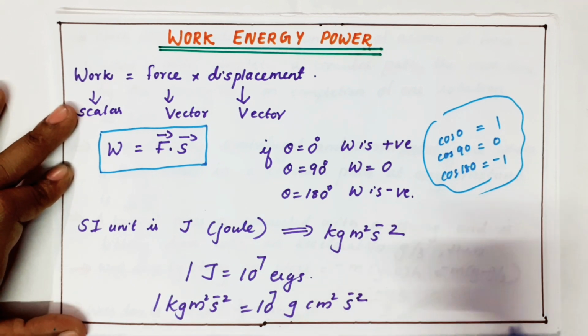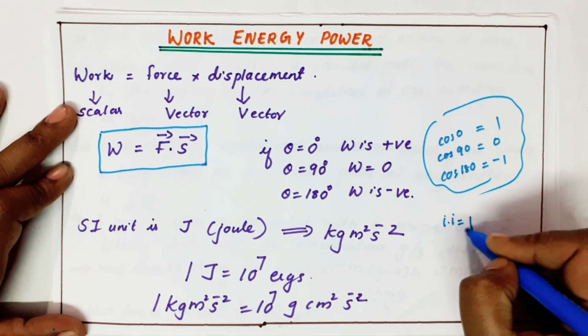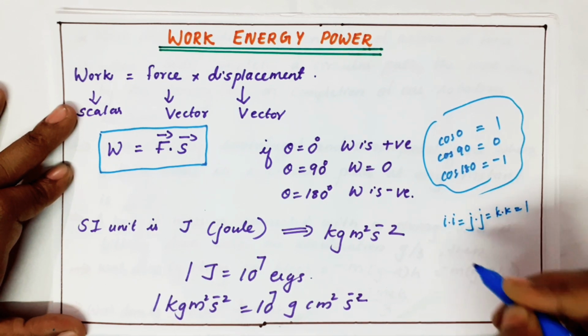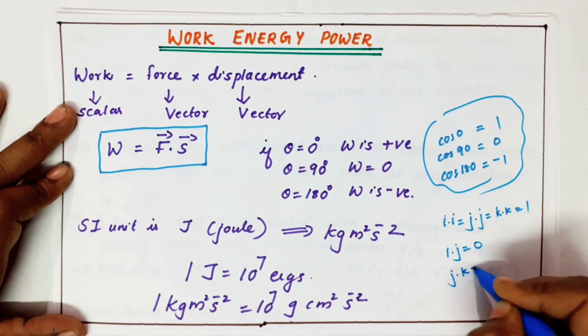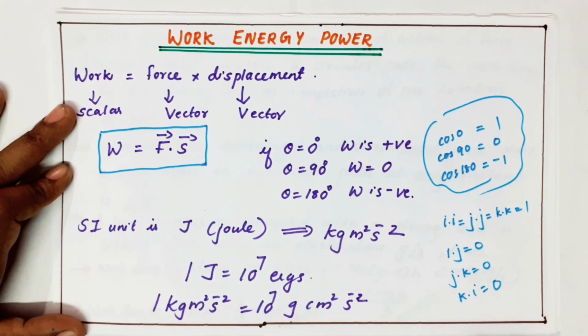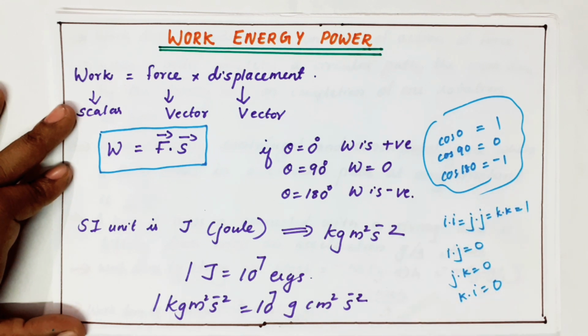Okay, so these types of questions they can ask. Sometimes they will ask very simple questions on the dot product. You remember i dot i equals j dot j equals k dot k equals 1. But what about i dot j? 0. j dot k equals 0. k dot i is also 0. So they can ask questions like this also, and they will give it in the vector form also.